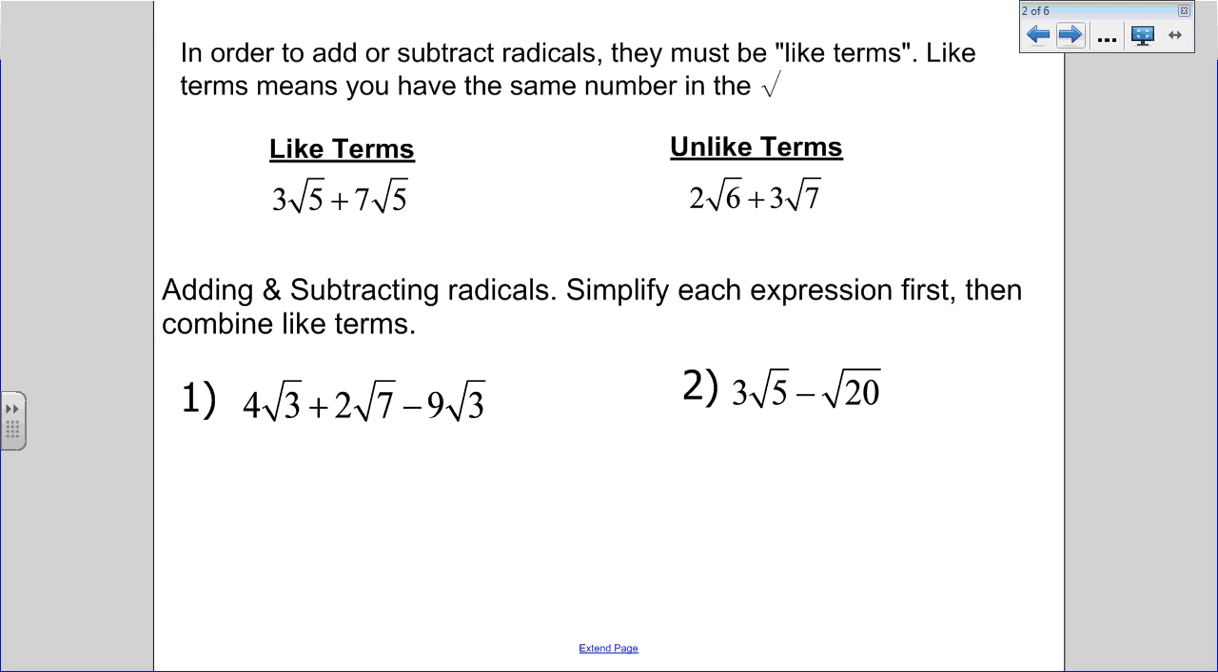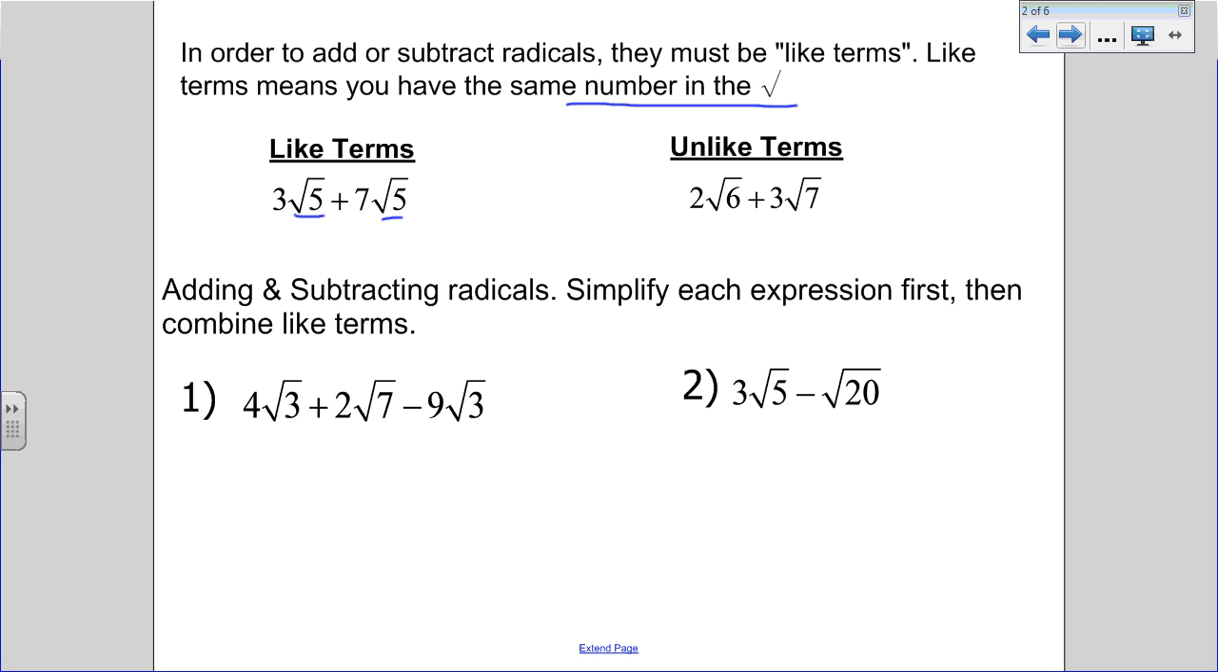So in order to add and subtract, they must be what we call like terms. And like terms means that you have the same number under the radical. So it's kind of like working with variables. I can only add an x with an x. I can't add an x with a y. So an example of like terms is this 3 square roots of 5 plus 7 square roots of 5, because they both have the square roots of 5.